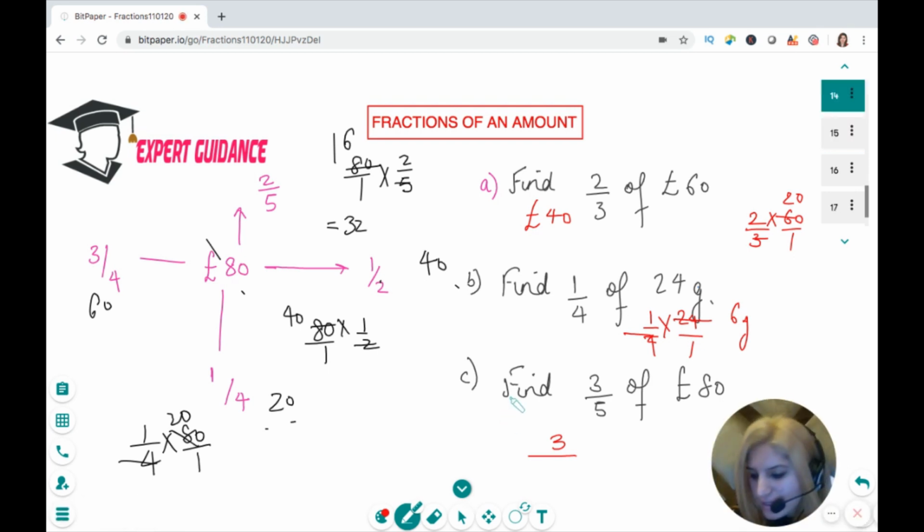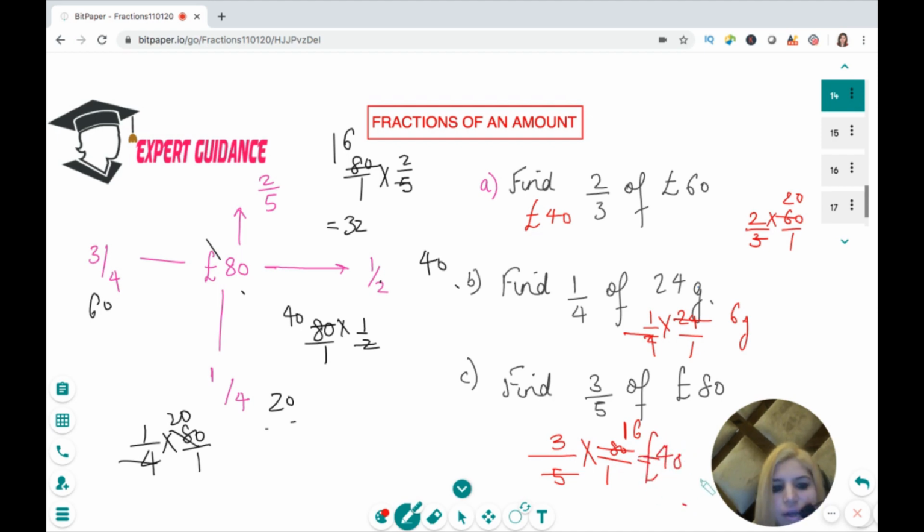3/5 of 80 pounds. So we'll do the same thing. 3 over 5 times 80 over 1. We'll try to simplify it here. So that becomes 16 times 3, which is 48 pounds. Okay, so I hope this is clear to you.